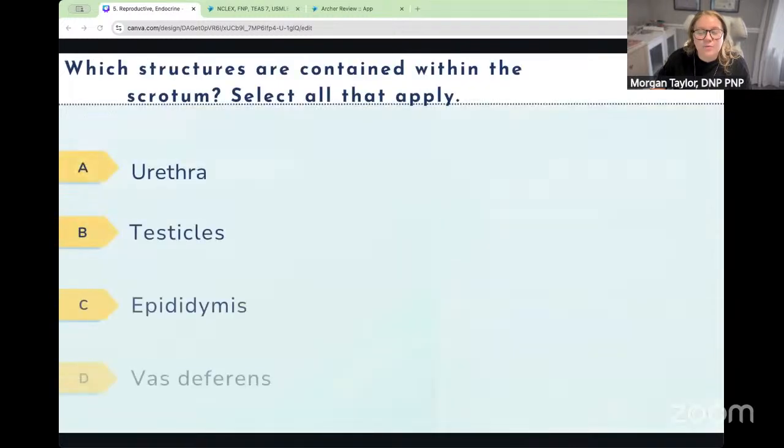Okay, so one more check. Tell me which structures are in the scrotum. The scrotum, we've got external, and then I'll tell you there's two structures inside of the scrotum that we were just looking at. Which ones? The urethra, the testicles, the epididymis, the vas deferens.